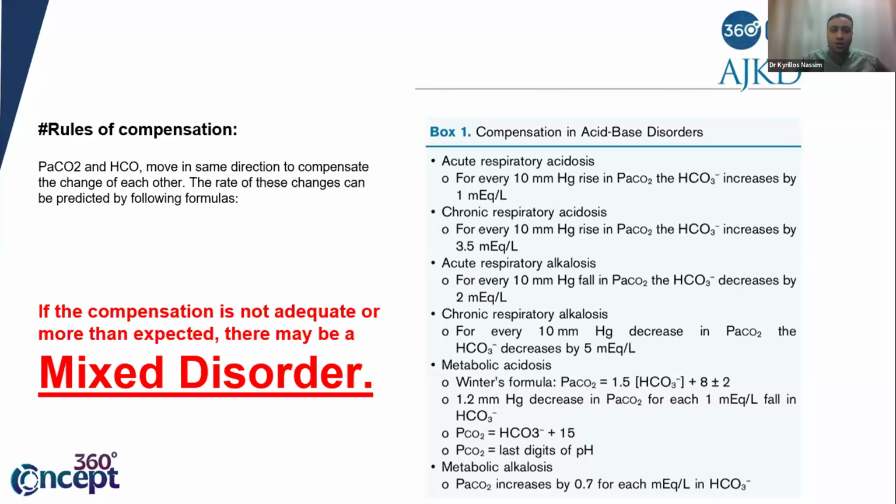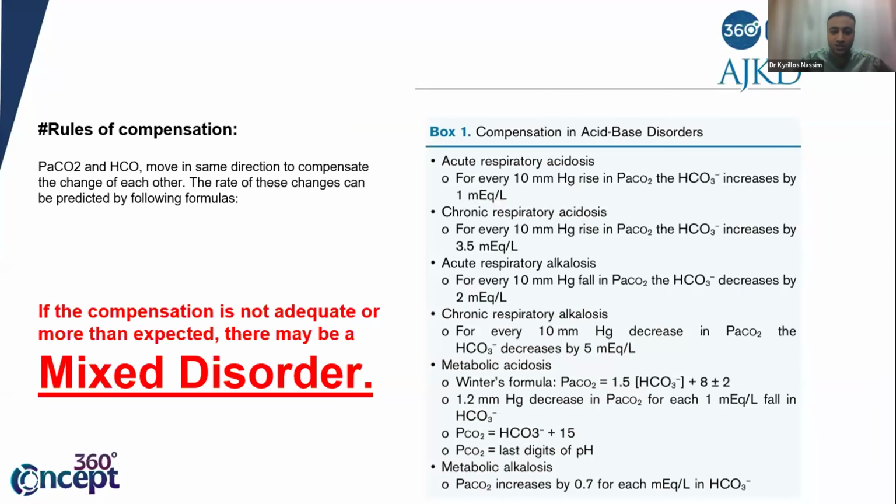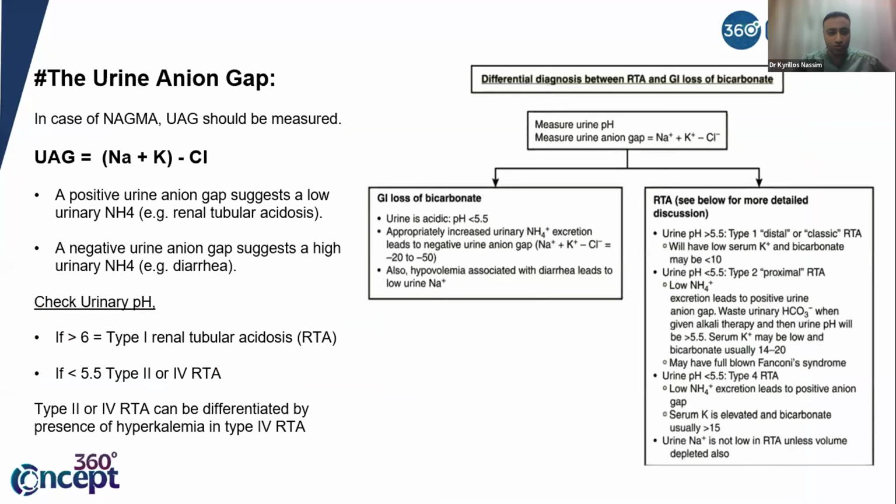So we can go to the next slide about the urine anion gap. When should I measure the urine anion gap? If I have measured the delta ratio and the ABG shows normal anion gap metabolic acidosis, I repeat again, normal anion gap metabolic acidosis, then I should for sure measure the urine anion gap, which is sodium plus potassium minus chloride. And we have two ways here: it is positive or negative.